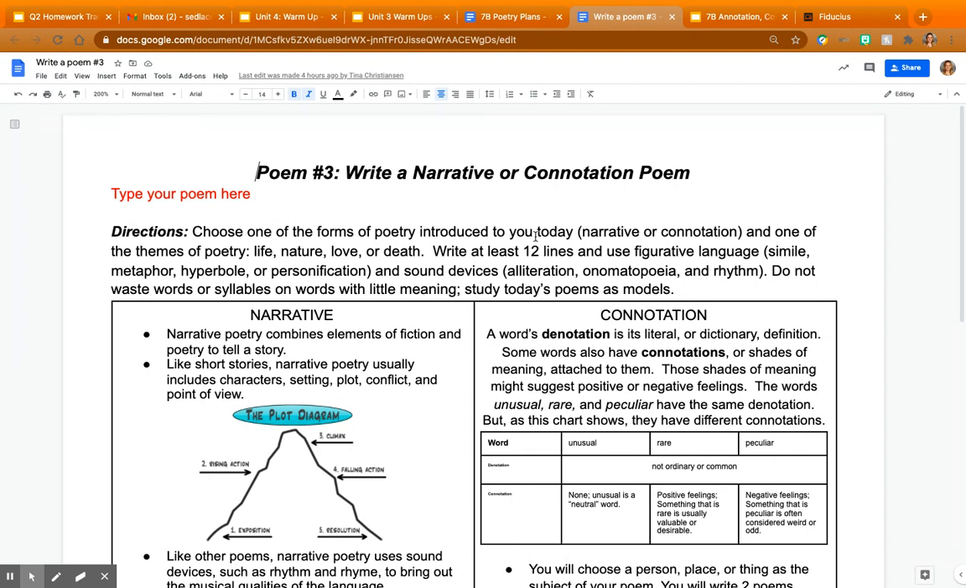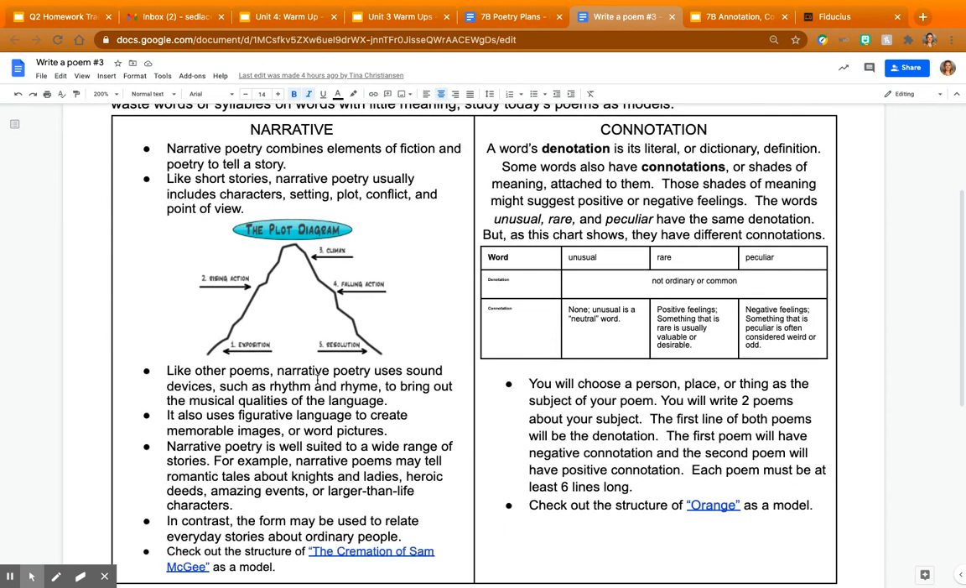You're going to choose one of those, and one of the themes of poetry that were taught to you last week: life, nature, love, or death, or a combination of them. You're going to write at least 12 lines, and you're going to use figurative language and sound devices within your poem. Whichever one you choose, we give you some information on what you need to have in the structure, and we also linked each example of the poem from the lesson today, so you can go back to those for examples. If you write a narrative poem, it needs to be 12 lines long.